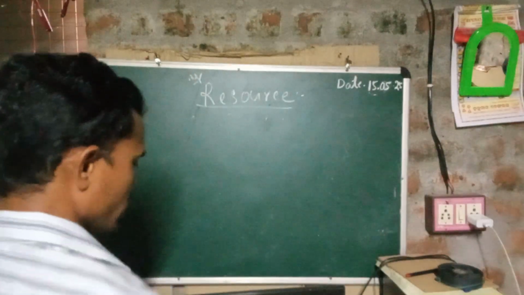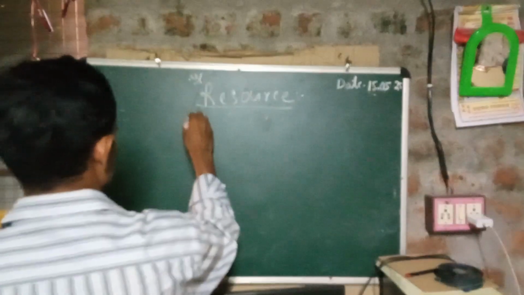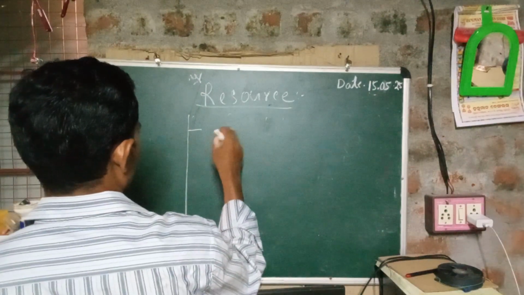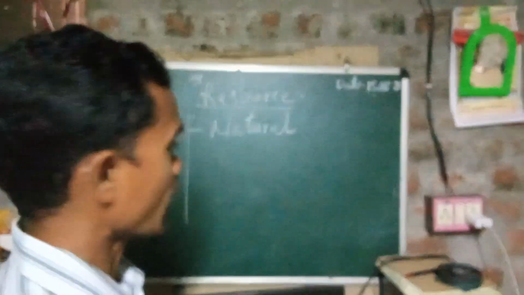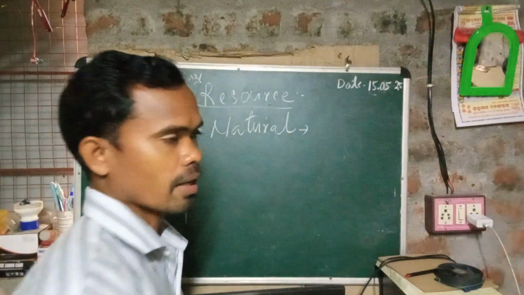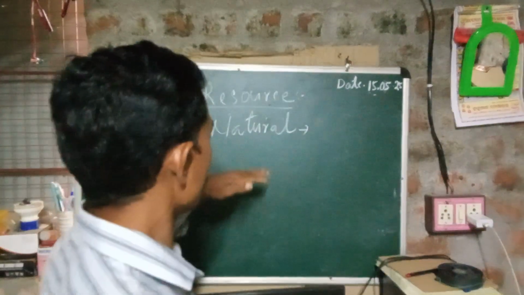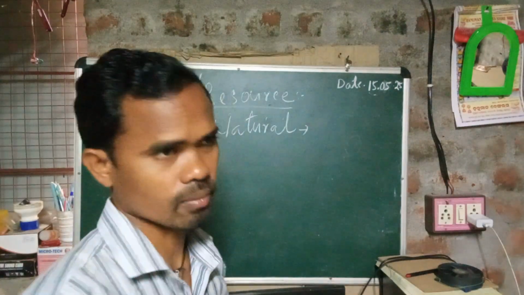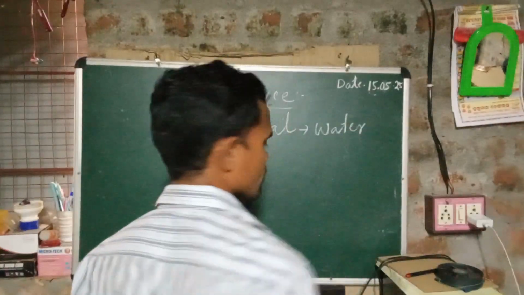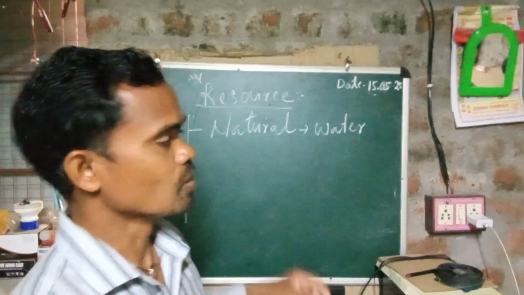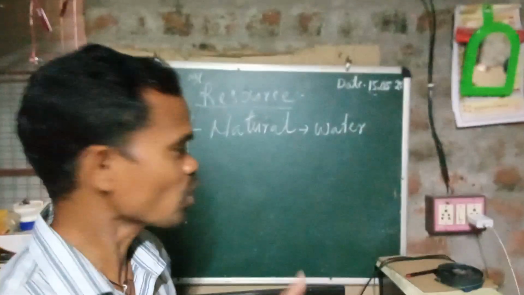Resources are divided into three parts. One is natural. Natural means it is not made by humans, it is not man-made. It just came naturally. For example, water. Can a human make water? No, we cannot make water.